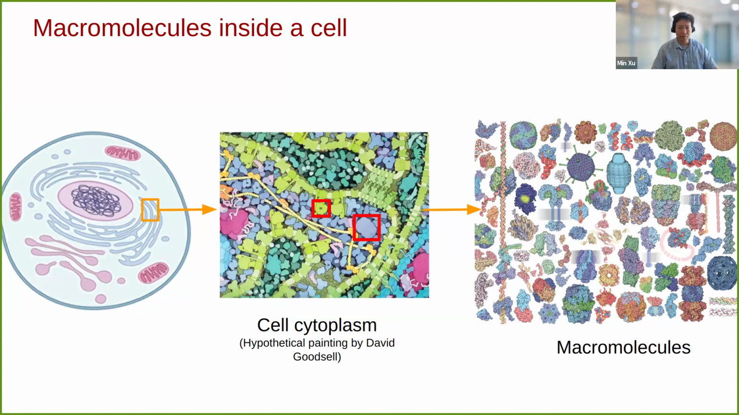So if we want to precisely understand cellular processes, it's necessary to know the native structures and the spatial organization of all macromolecules inside a single cell, and their spatial interactions with other subcellular structures.